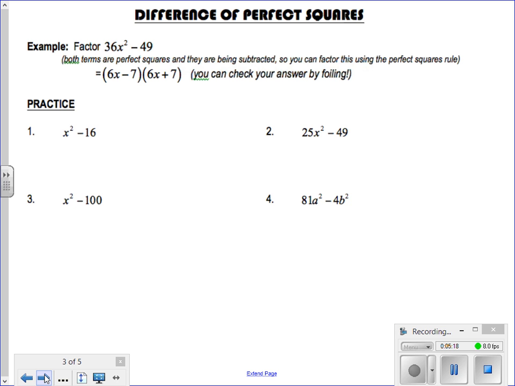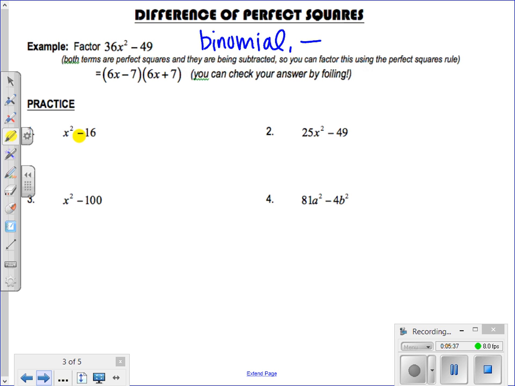Now we're going to look at the difference of perfect squares. Just like the last page, there's a factoring example at the top. The things you need to make sure that you have before you can factor by difference of squares: you have to have a binomial, which is 2 terms. You have to have a minus sign in between the 2 terms, which it appears I have for each of these. If there's a plus sign, you cannot factor it. You also have to be able to take the square root of each term.